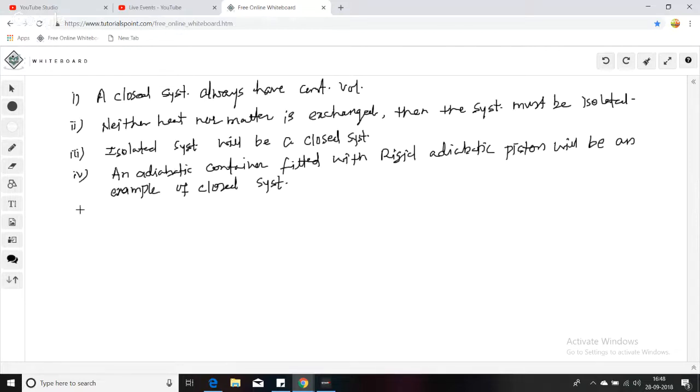One more: a closed system must be an isolated system. A closed system must be an isolated system. Think on all these statements once and give me the answer, true or false.